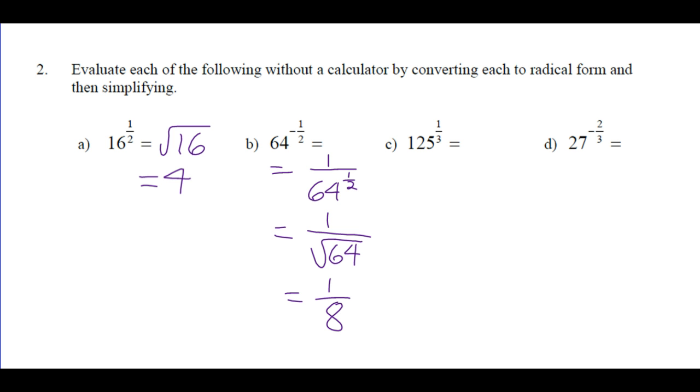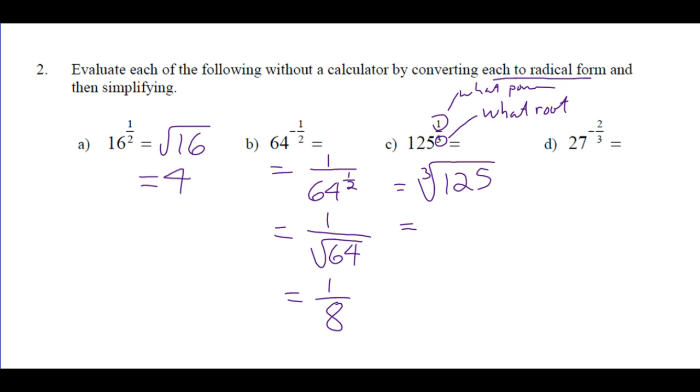125 to the 1/3. So again, we want to convert to radical. It says convert each to radical form. So remember, the bottom number is what root? And the top number is what power? So it's the cube root of 125, which is 5, right?